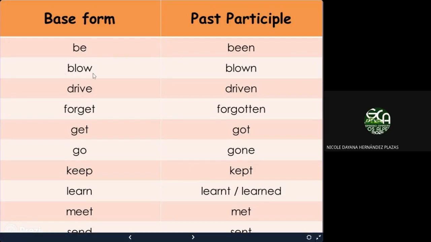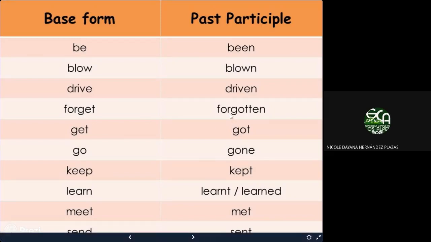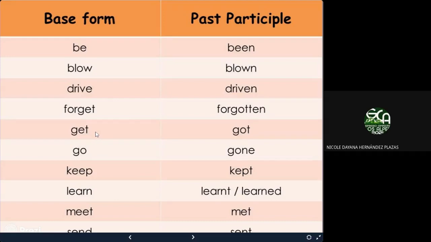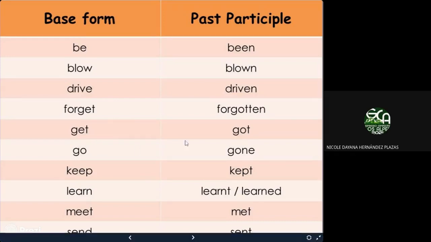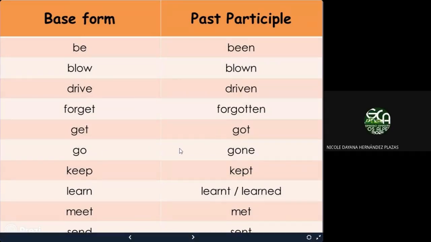Now, what is the meaning of blow? Soplar. Soplar. Past participle, blown. Forget. Olvidar. Olvidar. Past participle, forgotten. You have to memorize it. They can take notes. Get, what is the meaning of get? Conseguir, obtener. Past participle, got. Go, this is super used. Go. Ir. Yes, past participle, gone.